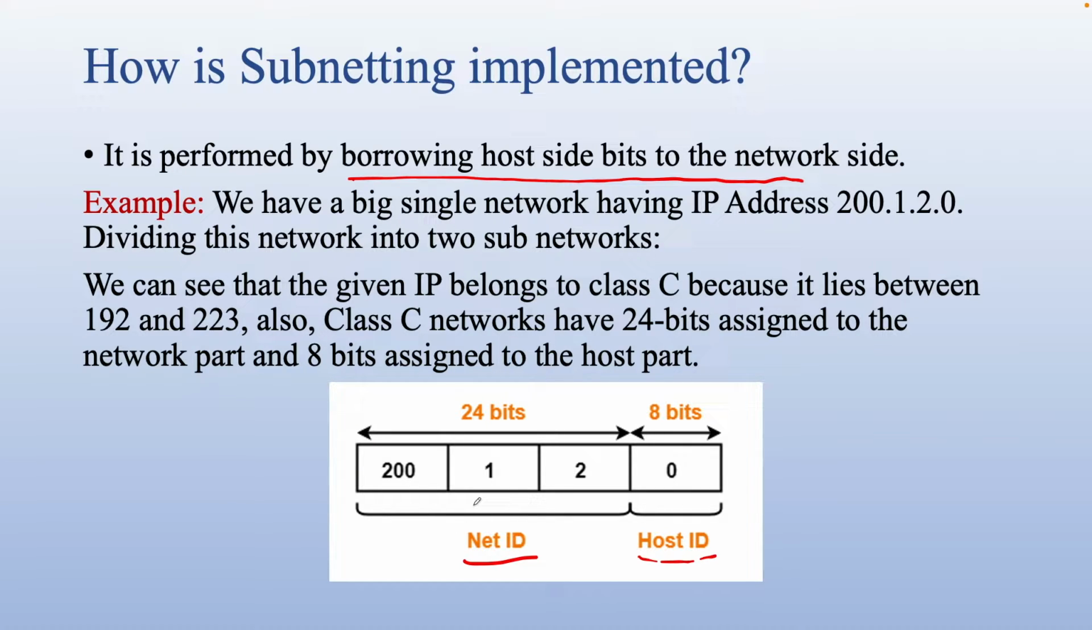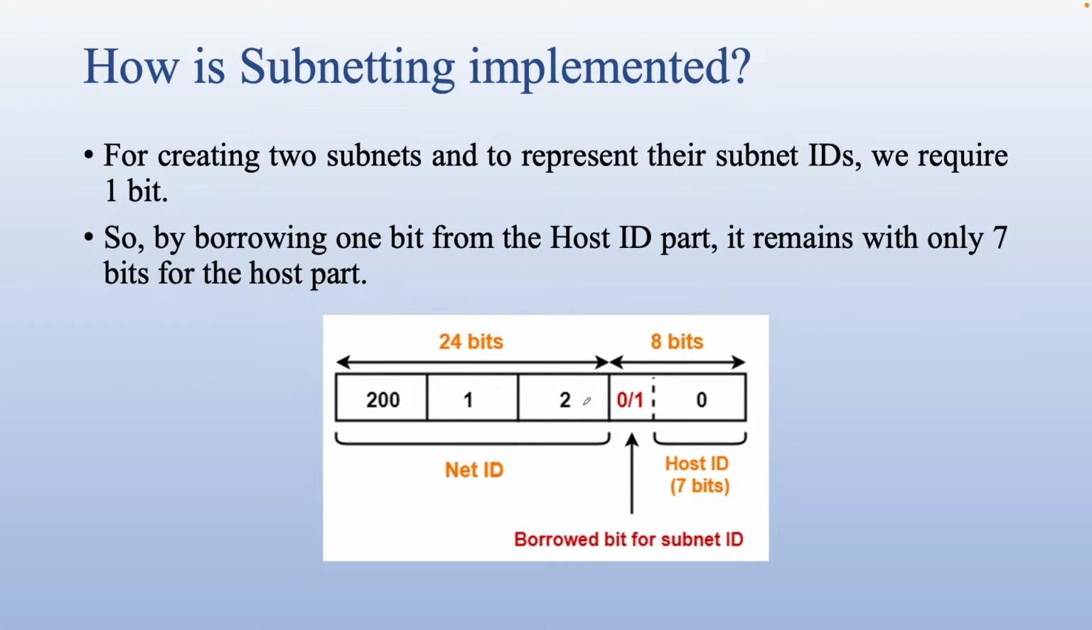So in class C, if you have studied classful addressing, 24 bits are assigned for the network part and 8 bits are assigned for the host ID part, right? So now how do we perform the subnetting? By borrowing 1 bit out of these 8 bits. If we give 1 bit to the network, then we can perform the subnetting. We will be able to divide the network. Let us see an example.